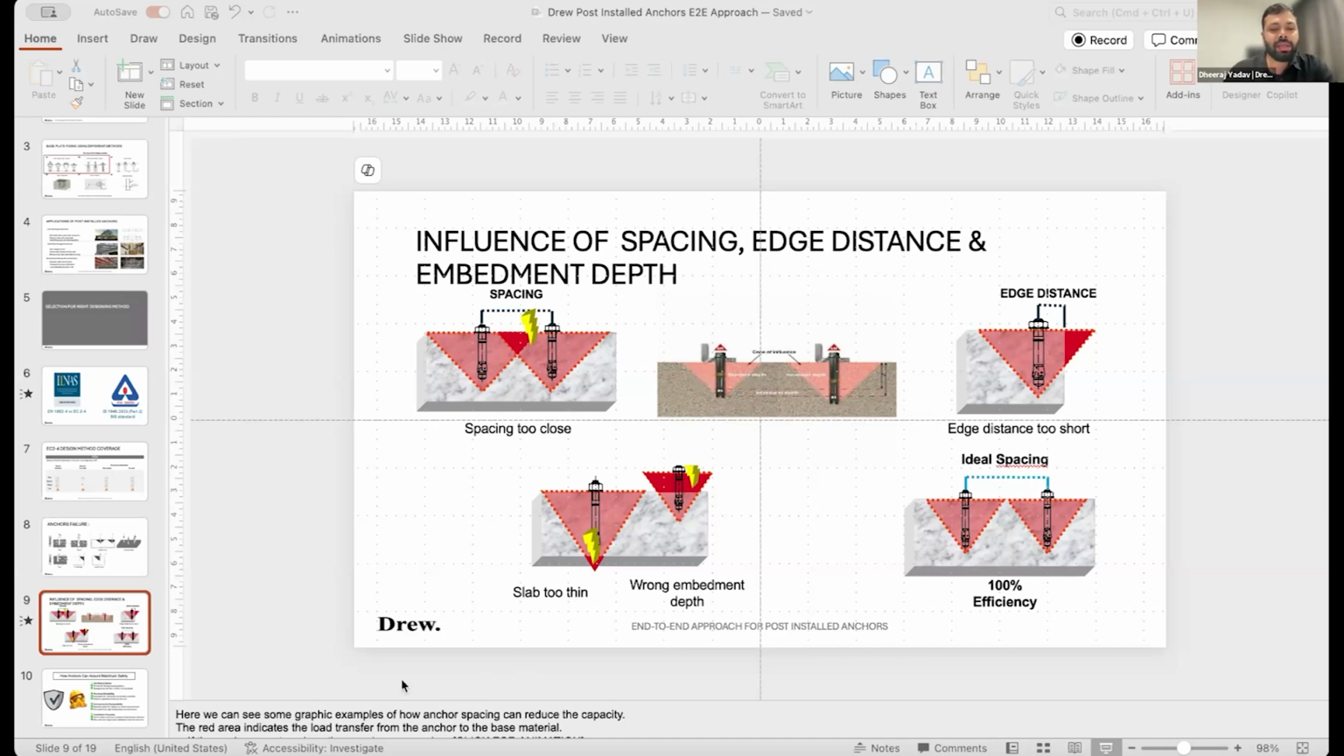Then if you place anchors in very thin slabs, basically the ideal scenario is that we design the connection in a manner that we have the ideal spacing.